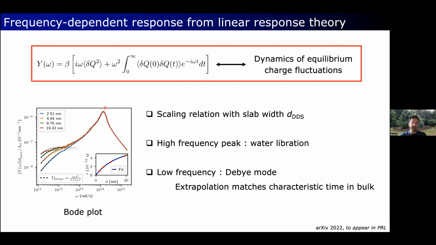And we see, for example, at high frequency, a peak that corresponds to water libration. And at low frequency, something that depends on the distance between electrodes, which is the Debye mode. And if we look at this characteristic time, which is in fact the integral of the normalized charge autocorrelation function, which you see here in the inset, extrapolating with the capacitor in series model, the time to a bulk system, the time we get, which is about 9 picoseconds, matches well with the characteristic time in the bulk.